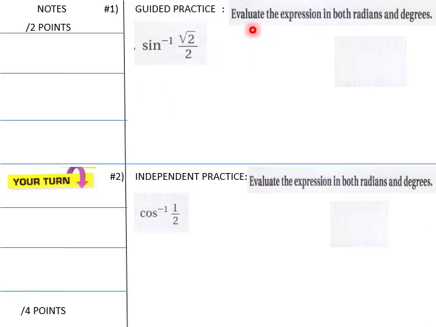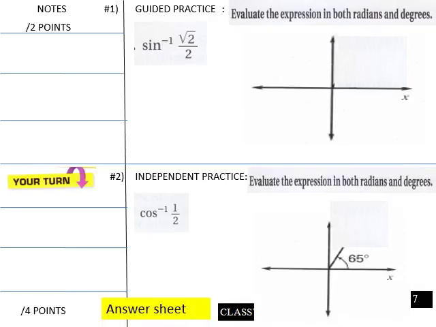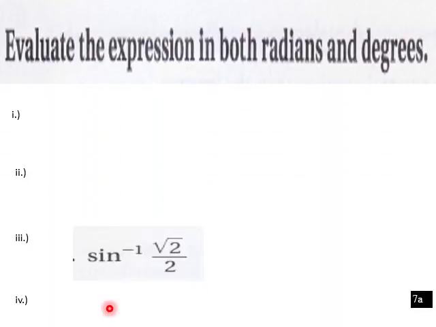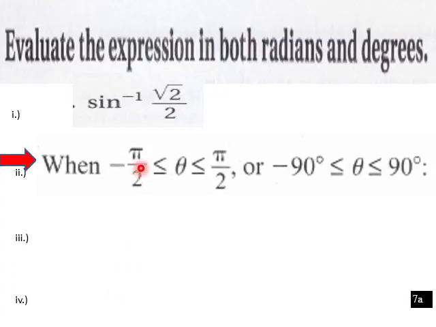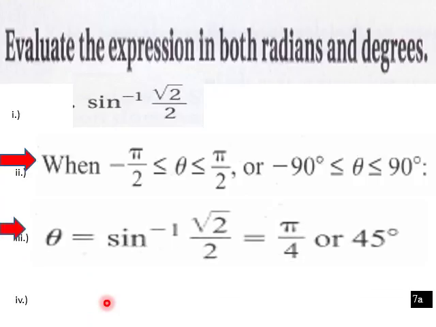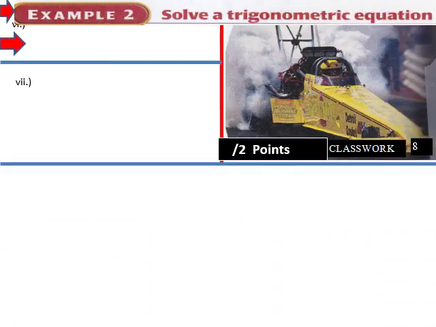Okay, our guided practice here. And students, this one is you. So we're going to do the first guided practice: evaluate the expression in both radians and degrees. We're going to restrict this for negative pi over 2 less than or equal to theta, theta less than or equal to pi over 2, or negative 90 and positive 90 will be the domain restriction there. So it would be 45 degrees for this one here. And that would be it on a calculator.